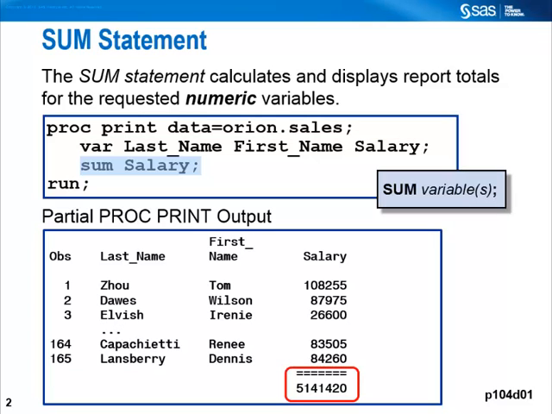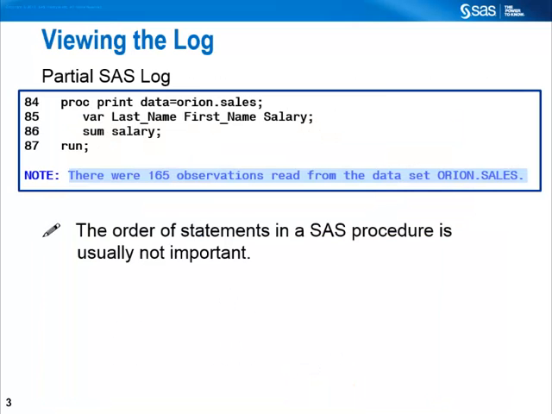The sum statement calculates and displays report totals for the requested numeric variables. So the program remains the same, we just add a sum statement, and here we are doing the sum for the variable named salary. In the output, we can see the sum of the salary variable, which is a partial output. When we view the log, it has read all the observations, that is 165 observations from the dataset orient.sales. The order of the statements in a SAS procedure is usually not important.